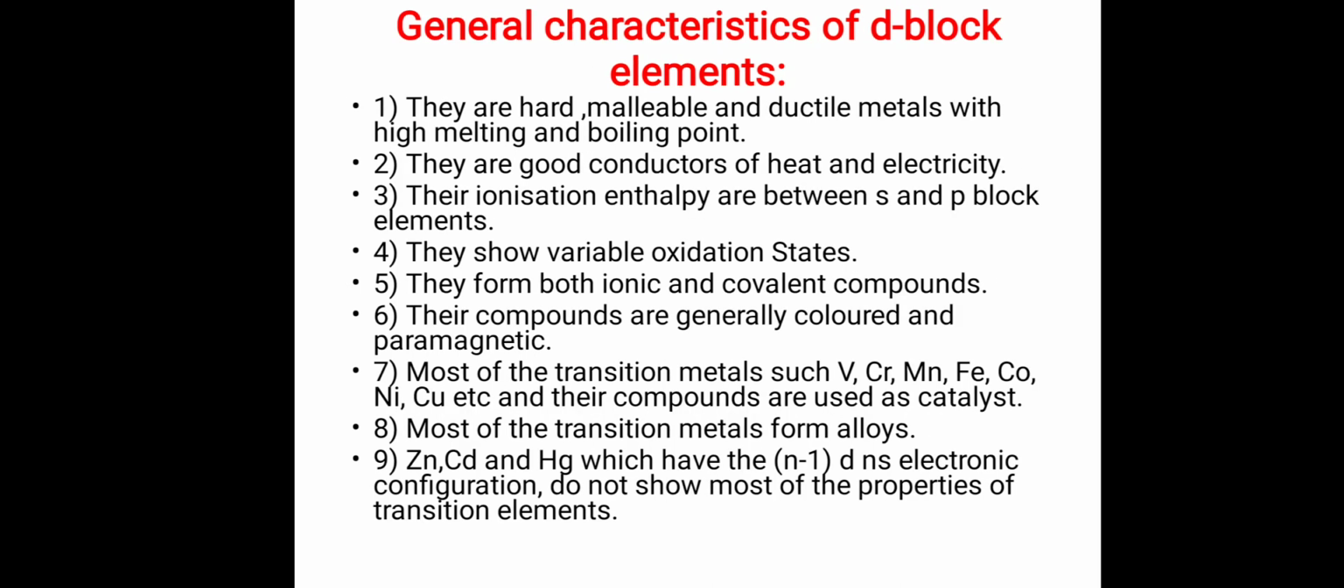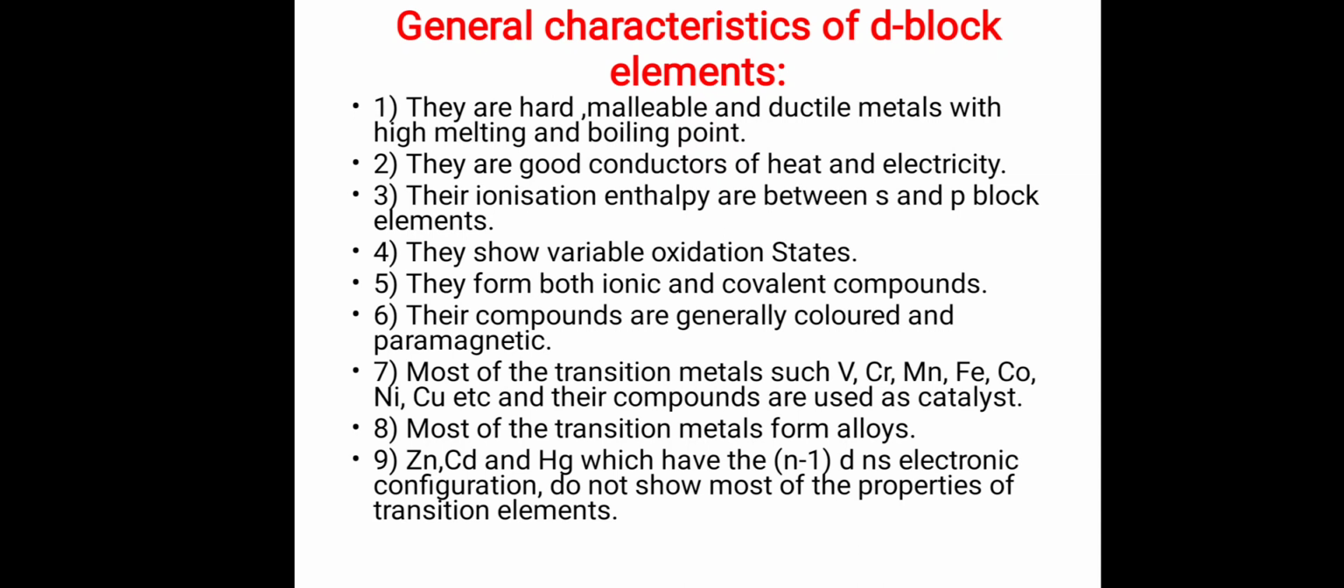General characteristics of d block elements. They are hard, malleable and ductile, and also have high melting and boiling points. They are good conductors of heat and electricity. Their ionization enthalpy is between that of s and p block elements. They show variable oxidation states. They form both ionic and covalent bonds. Their compounds are generally colored and paramagnetic in nature. Paramagnetic is nothing but the presence of unpaired electrons.